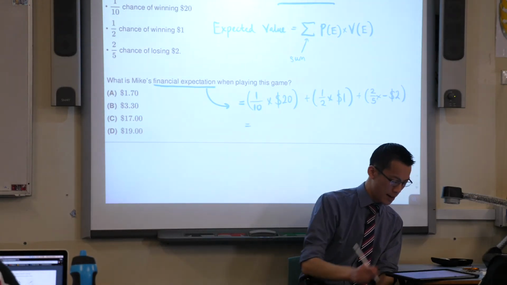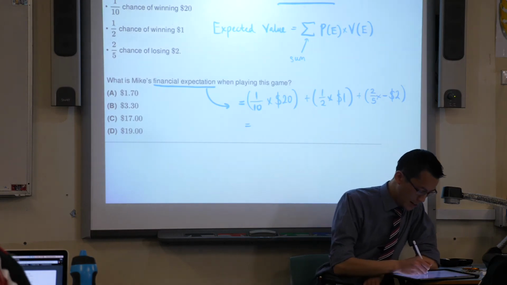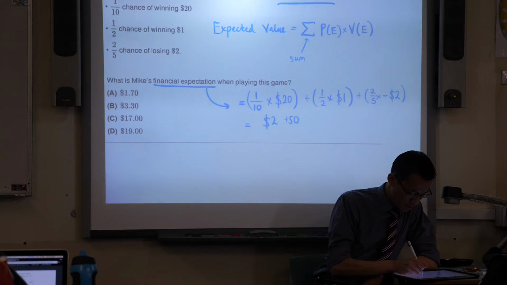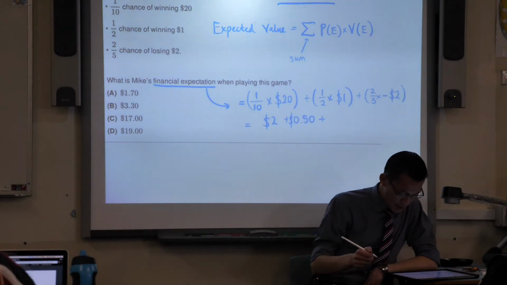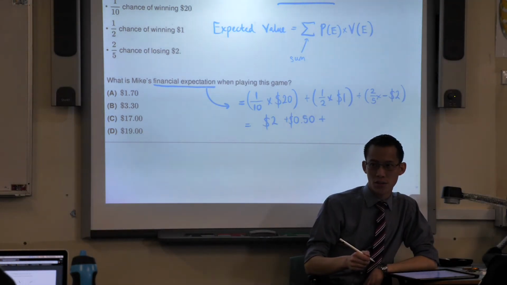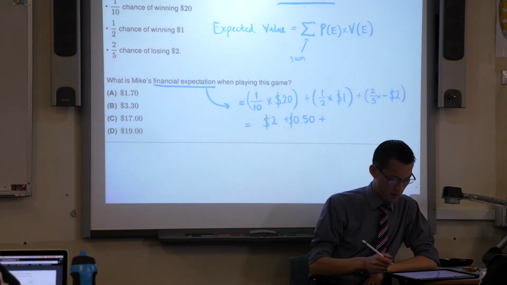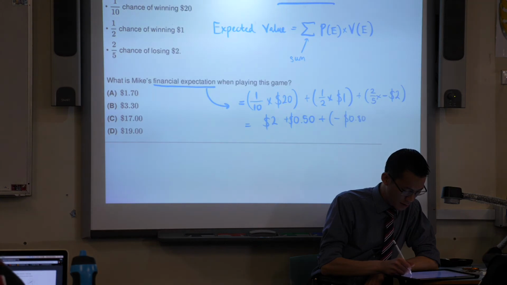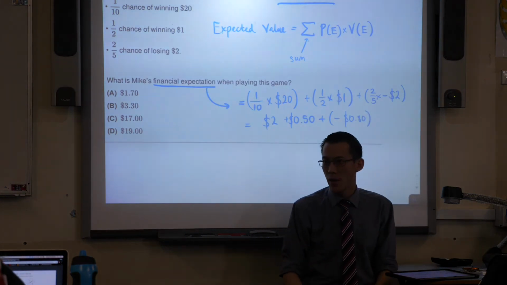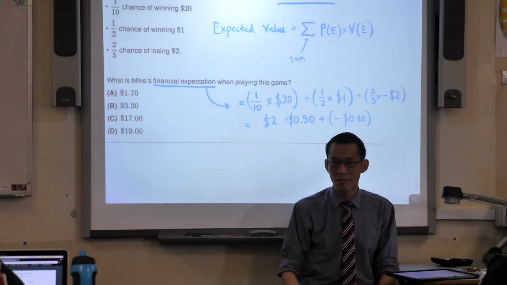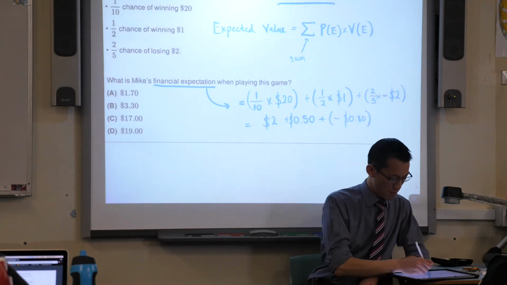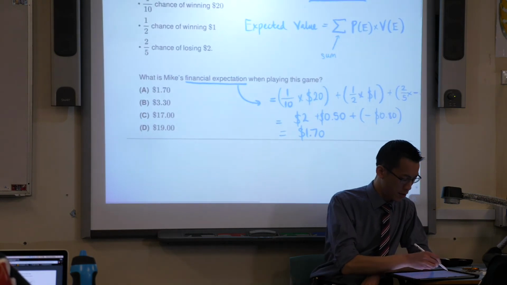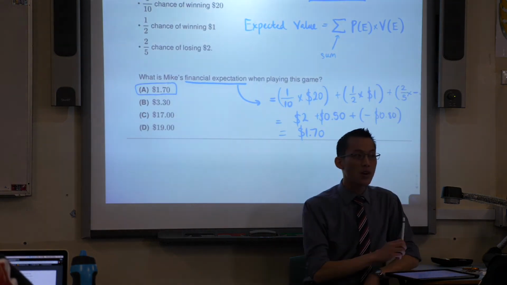Okay, so you have a calculator there. Let me see if I can beat you there. That's $2. That's 50 cents. And this, 2/5 of $2 is 80 cents. 80 cents, right? So that's negative 80 cents. $2.50, take away 80 cents. That's going to be $1.70. Is that one of the options? Hooray, first one.